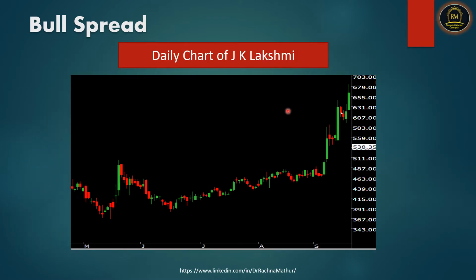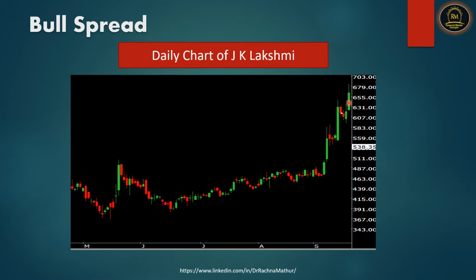Now let us see one more directional move on a daily chart of JK Lakshmi, where each candle is a daily candle. This chart shows that after a long accumulation, the market took a bull run. It moved up vertically. So as we have seen from the monthly chart, the weekly chart, and the daily chart, we can see the bull run on all the 3 time horizons. So this bull run can help the option trader.